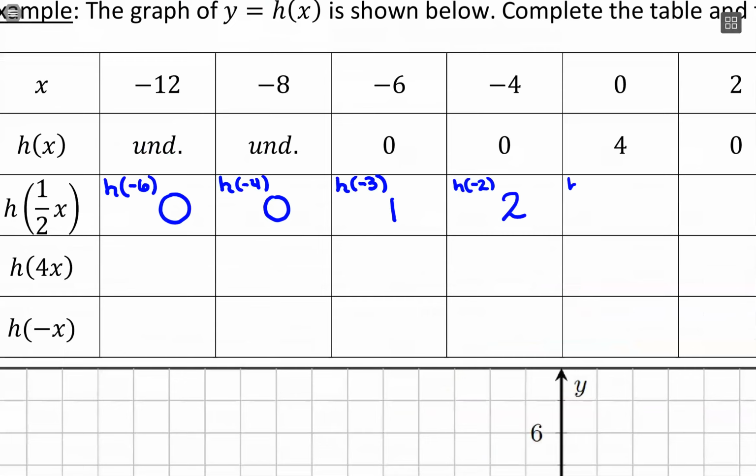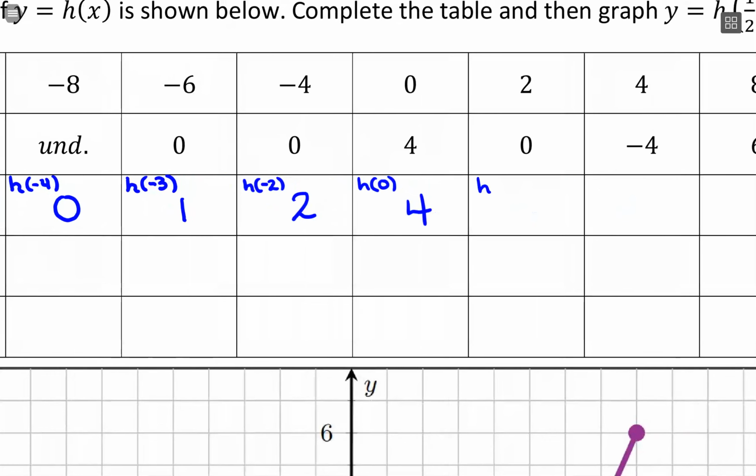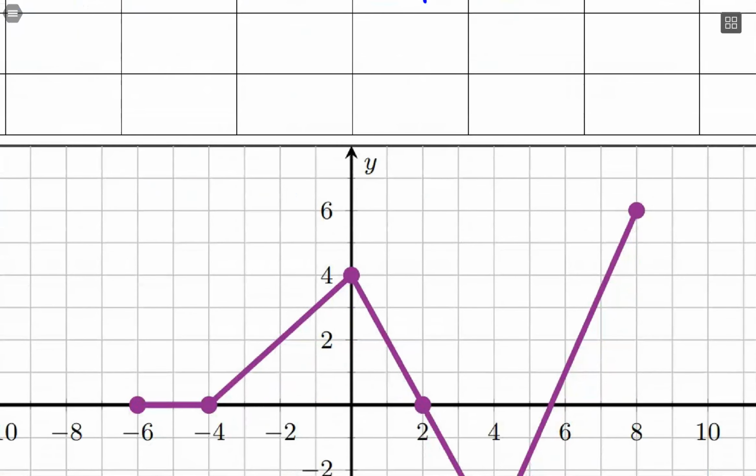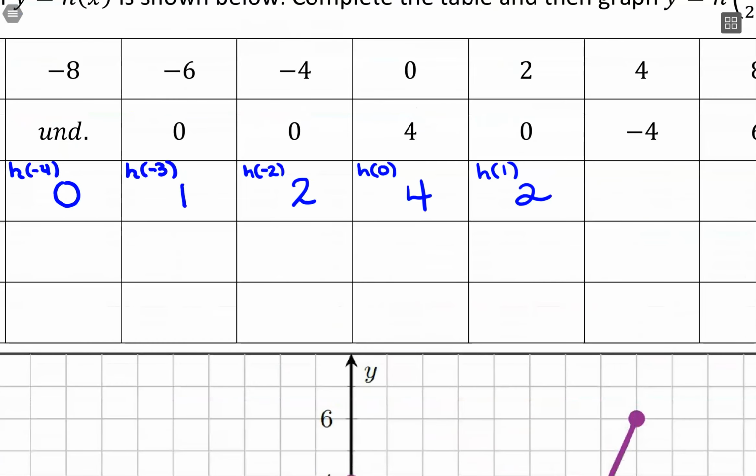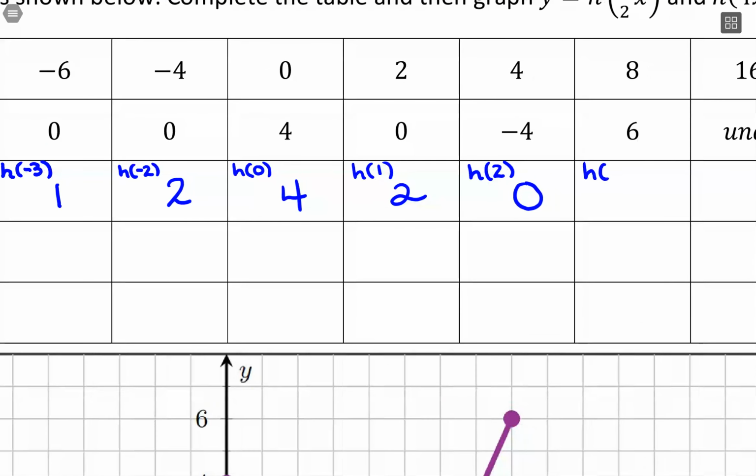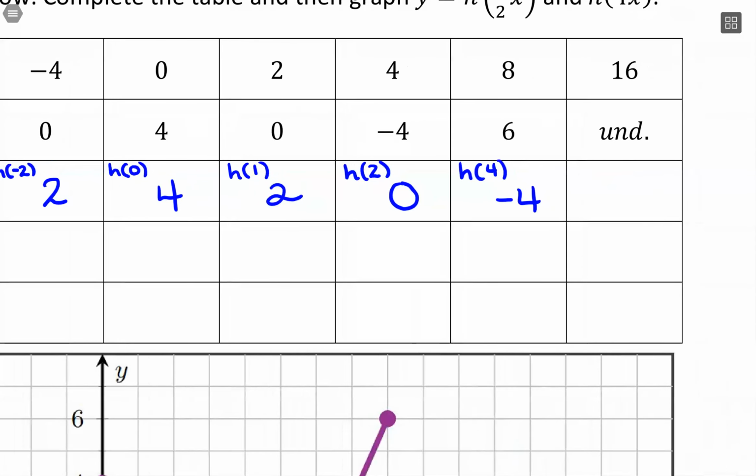H of 0, so 0 times 1/2 is just 0, so that'll stay the same at 4. H of 2 times 1/2 is 1. Again, we don't have 1 there, but from the graph, that'll be an output of 2. 4 times 1/2 is 2, and 2 has an output of 0. 8 times 1/2 is 4, which has an output of -4. And 16 times 1/2 is 8, and h of 8 is 6.